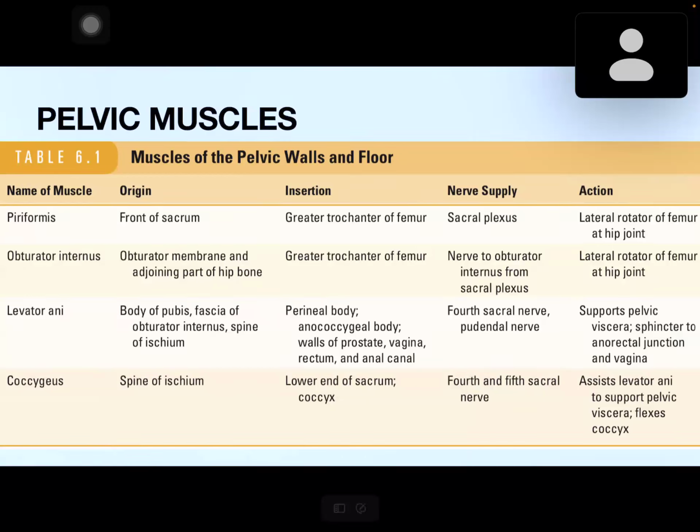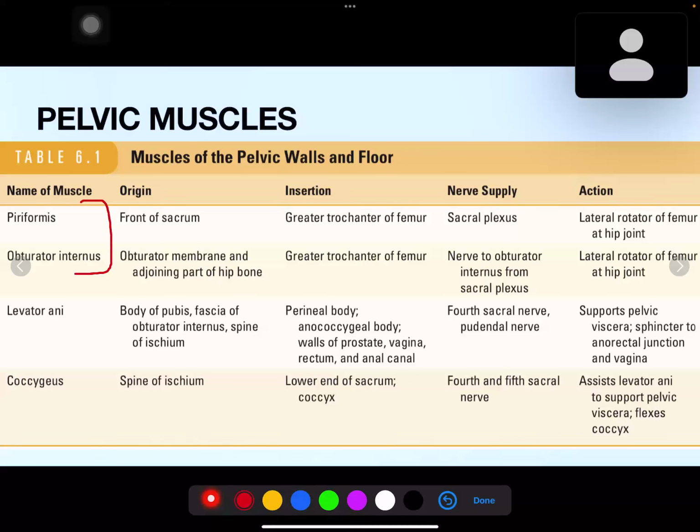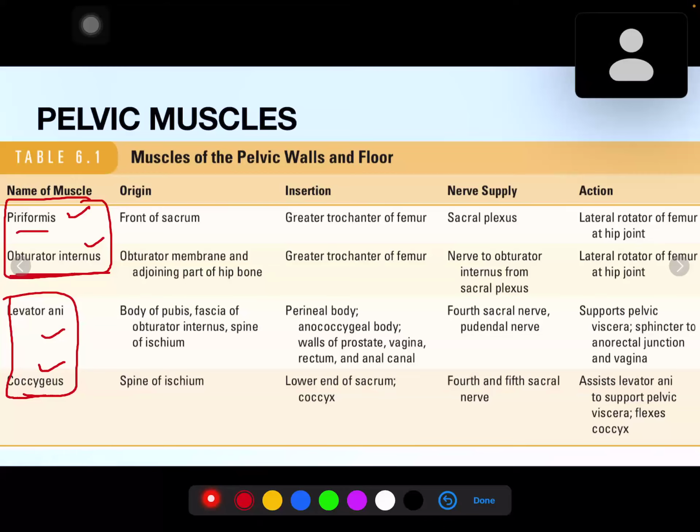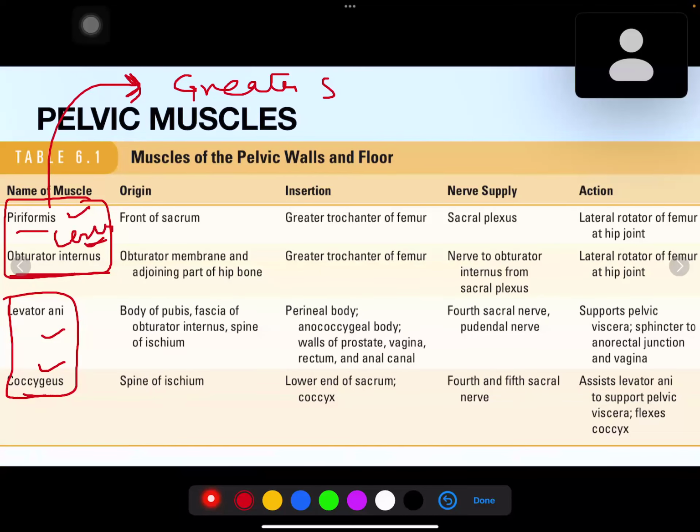We have discussed two muscles, but I skipped actually these two muscles. These two were the pelvic wall muscles, and these two muscles were the pelvic floor muscles. See, levator ani and coccygeus are pelvic floor muscles. But the piriformis and obturator internus, these two muscles we discussed previously for the foramina. The piriformis goes through the greater sciatic foramen, and the obturator internus through the lesser sciatic foramen. So that was the significance of these two muscles.